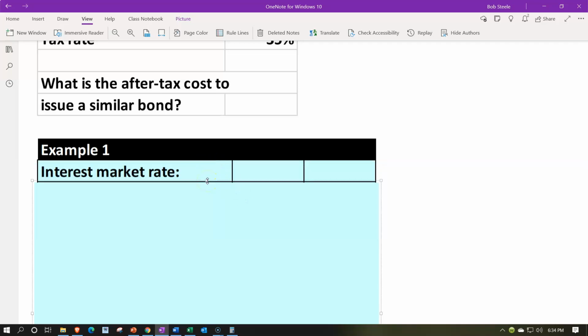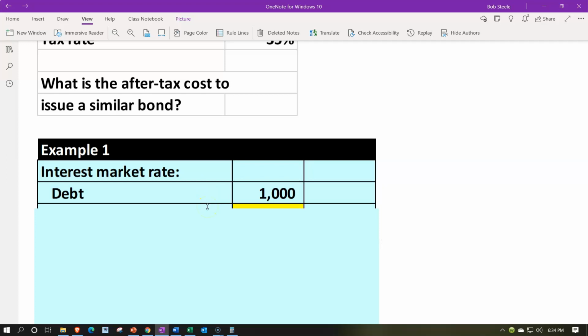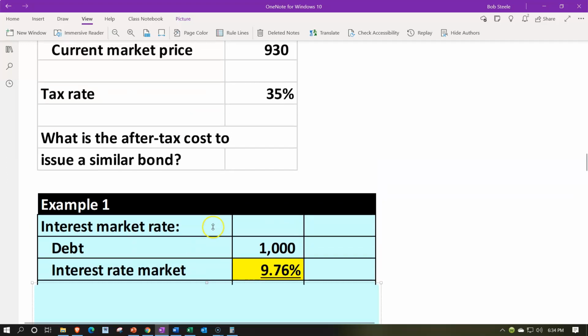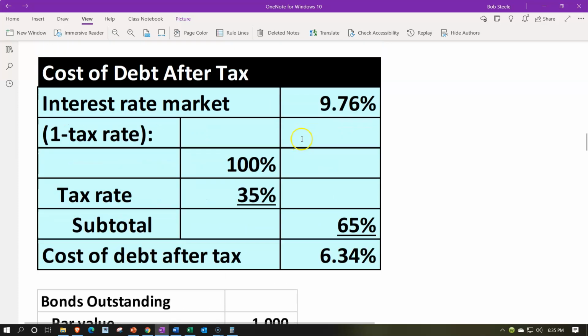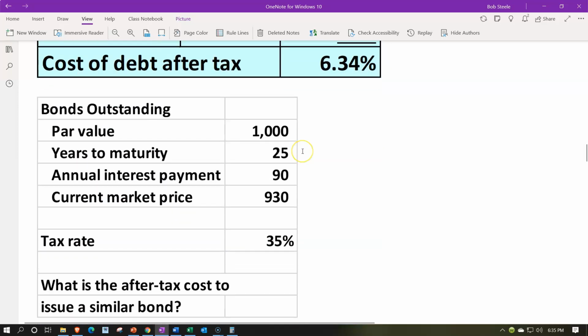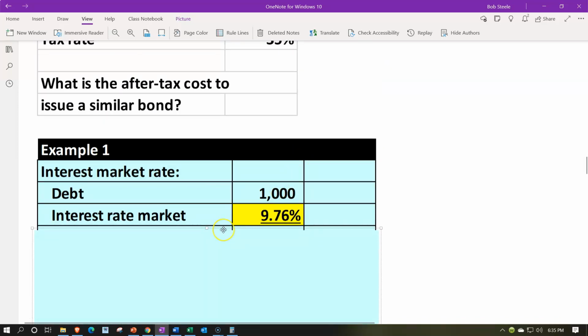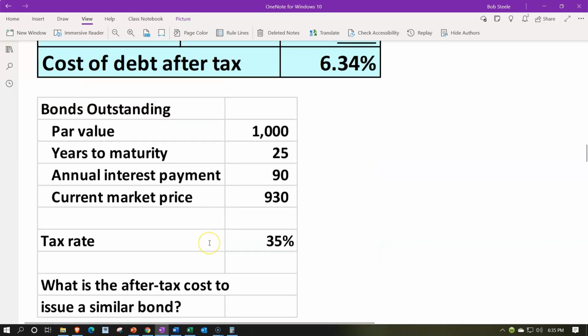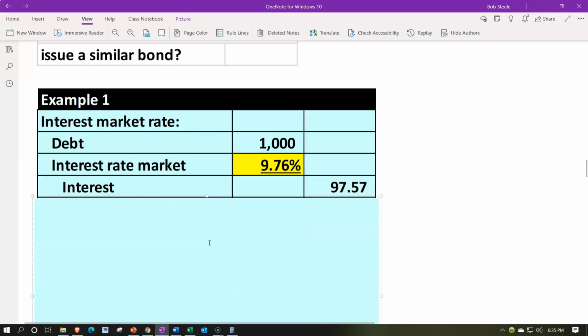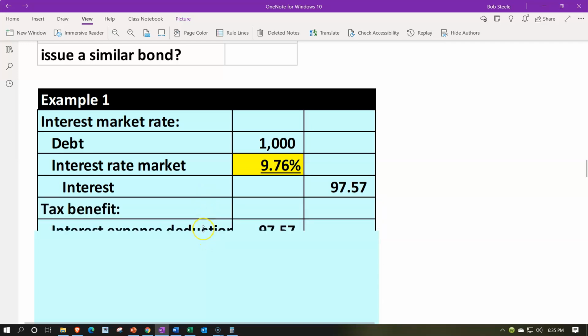We have the interest market rate. If we have the debt of 1,000 times the interest that we had, remember we just calculated the interest up top at the 9.76, that would be once again the market rate. That's not the actual interest we pay, but that's the interest when you take into consideration the price that we receive, the difference between either the premium or discount, in this case the discount. And so we've got the 1,000 times the 9.76% is 97.57.